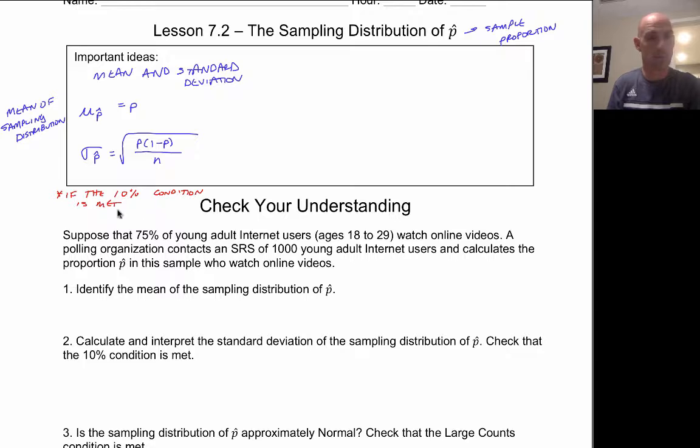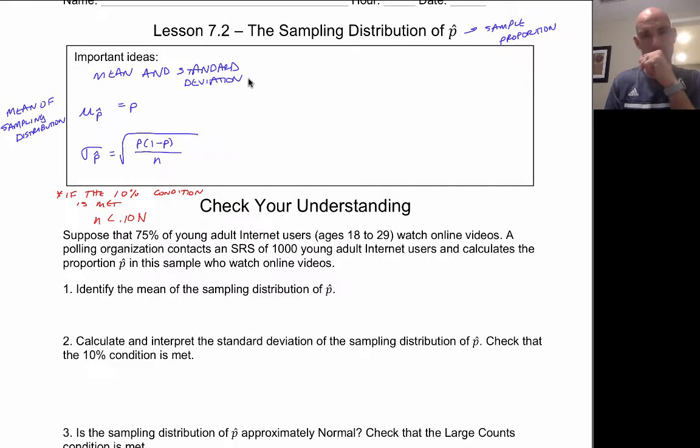If you'll recall, the 10% condition is: is my sample less than 10% of the population? So if I have this bag and I have 50 Reese's Pieces in there, well, obviously I'm less than 10% right there. But I've got to figure out where I'm at with my sample size.